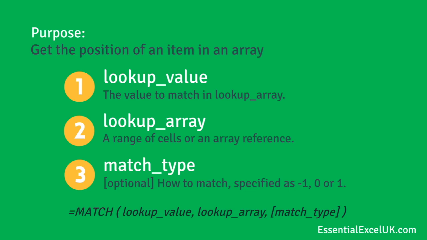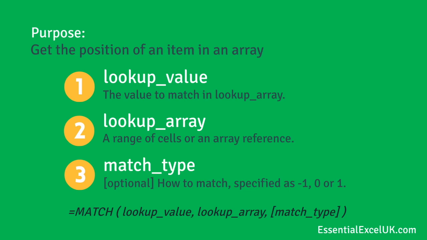The first is lookup value, the value to match in the lookup array. The second is lookup array, a range of cells or array reference. And the third is the match type. This is how to match, and it's specified as either -1, 0, or 1. These are 3 different types, in a similar vein to when we looked at VLOOKUP, where you can have an exact match or an approximate match. In short, we're going to be using 0, and that's the option you should be using going forwards, because it gives us an exact match and it's a much better way to get started.